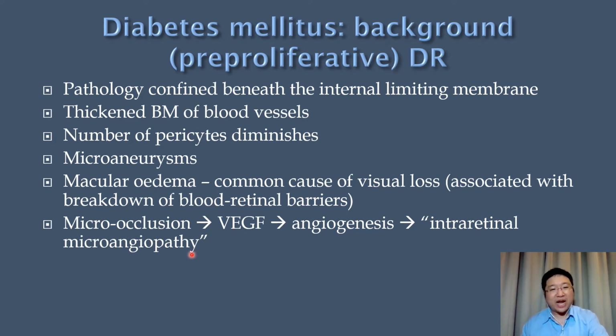So the cutting line to separate between background and proliferative diabetic retinopathy is the internal limiting membrane. If the lesions are seen beneath the limiting membrane, that is pre-proliferative or background DR. But if the vascular proliferation extends through the internal limiting membrane, that is proliferative diabetic retinopathy.